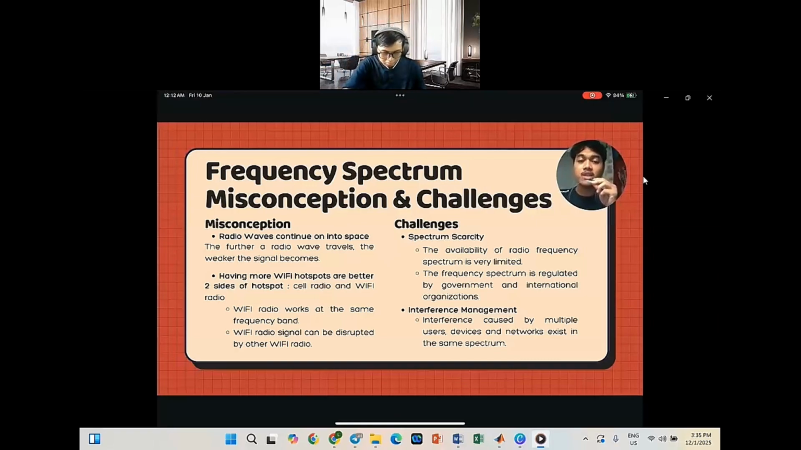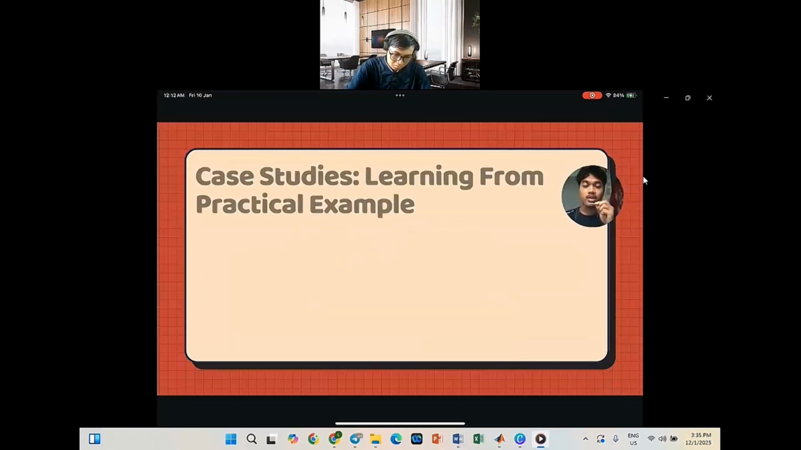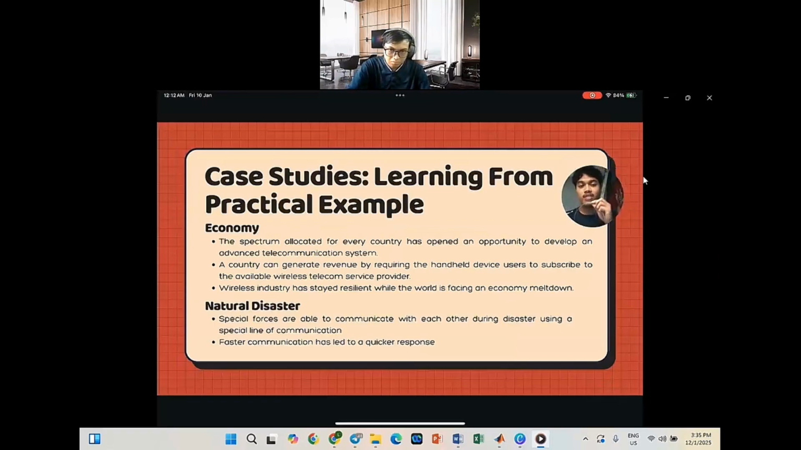Now, the challenges of the frequency spectrum, of which there are two: spectrum scarcity and interference management. And next are case studies, learning from practical examples.